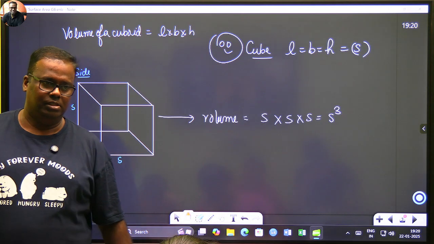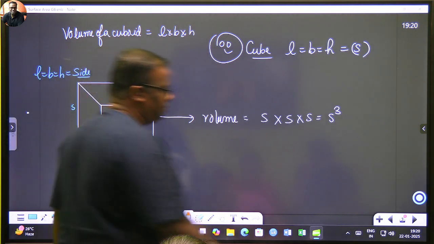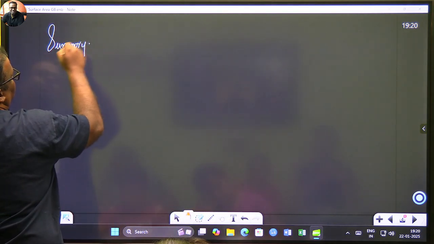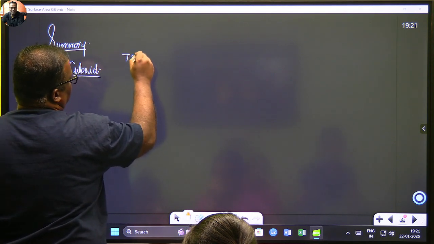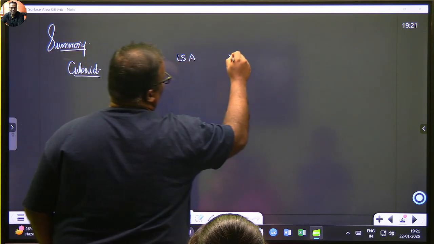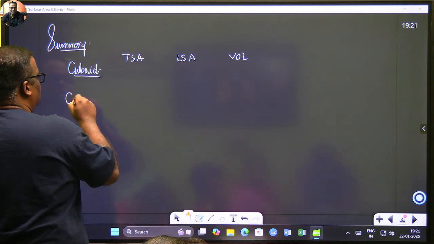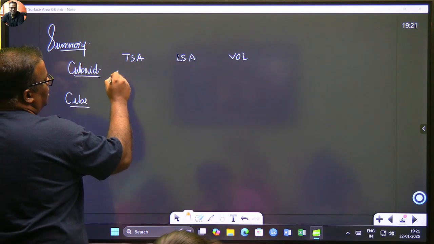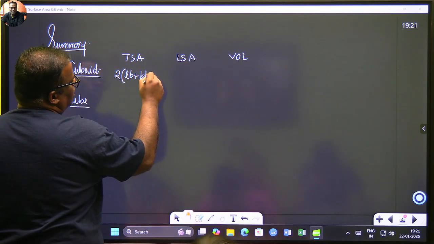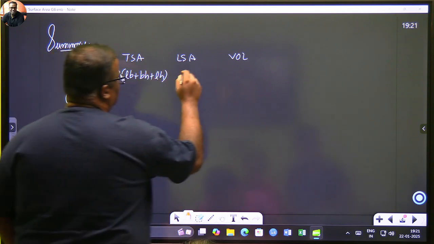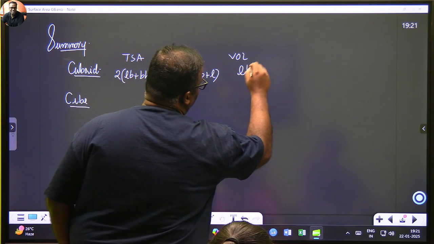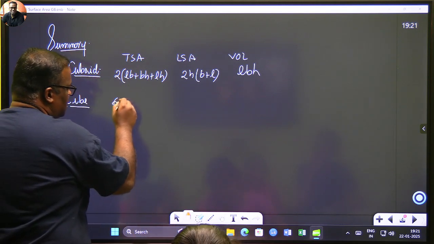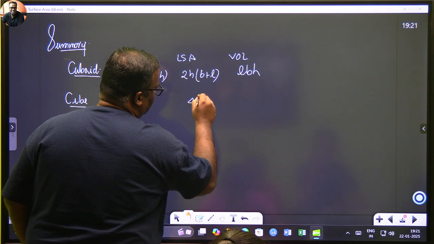Understood? So, summary so far. फटाक से एक summary लिख लेते हैं, and then we'll see some conversions before going into problems. Summary. Cuboid: total surface area, lateral surface area, volume. And cube. Total surface area is 2 times of LB plus BH plus LH. Lateral surface area is 2 times of H into B plus L. Volume is LBH. For the cube, it will be 6S square, 4S square, and S cube.